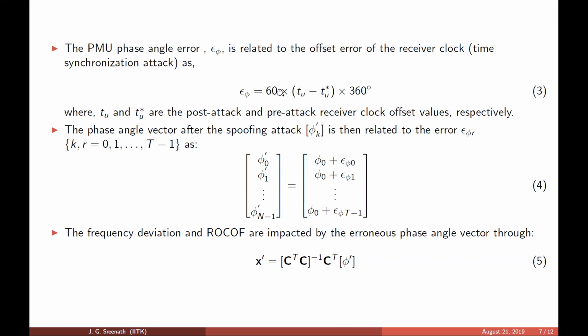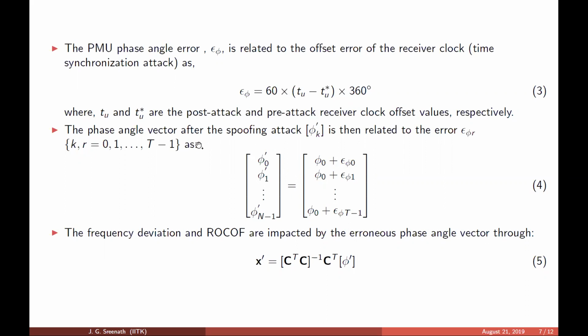And let 60 be your system frequency. We have considered a 60 Hertz system in this particular case. So you get 60 and 360 degrees. So for every particular time instant, there's a phase angle error that you get. So yeah, this is your phase angle error.